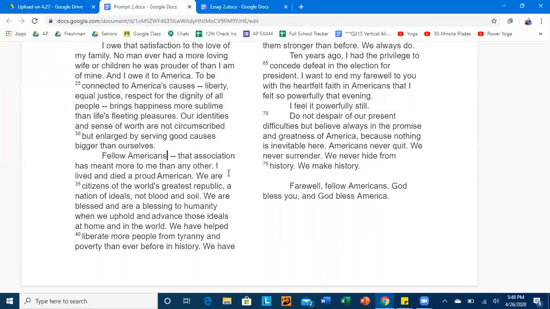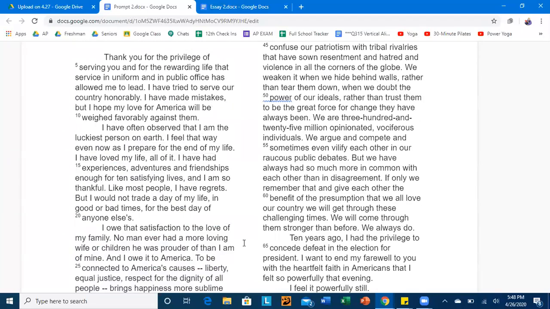Fellow Americans, that association has meant more to me than any other. I lived and died a proud American. We are citizens of the world's greatest republic, a nation of ideals, not blood and soil. We are blessed and are a blessing to humanity when we uphold and advance those ideals at home and in the world. We have helped liberate more people from tyranny and poverty than ever before in history.